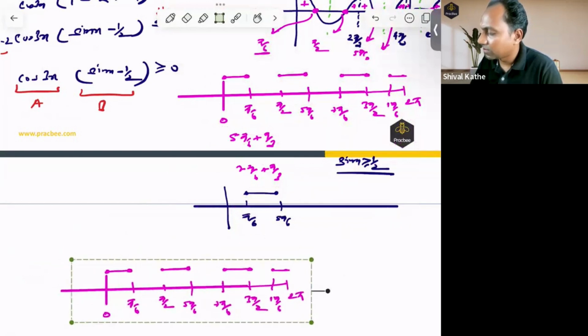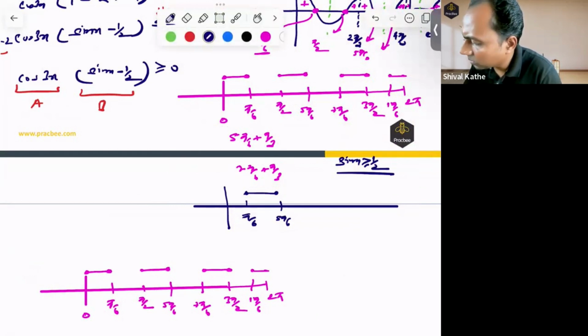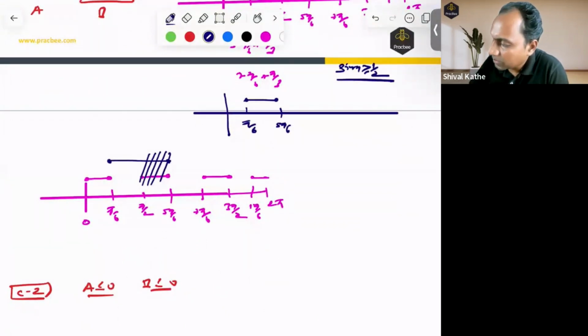If I take this one and I take the other one and overlap them, let us see what we get. So we are starting from pi by 6 and we are going to 5 pi by 6. So from here to here, what is the common solution? The answer for the first part becomes pi by 2 to 5 pi by 6. Is it clear?